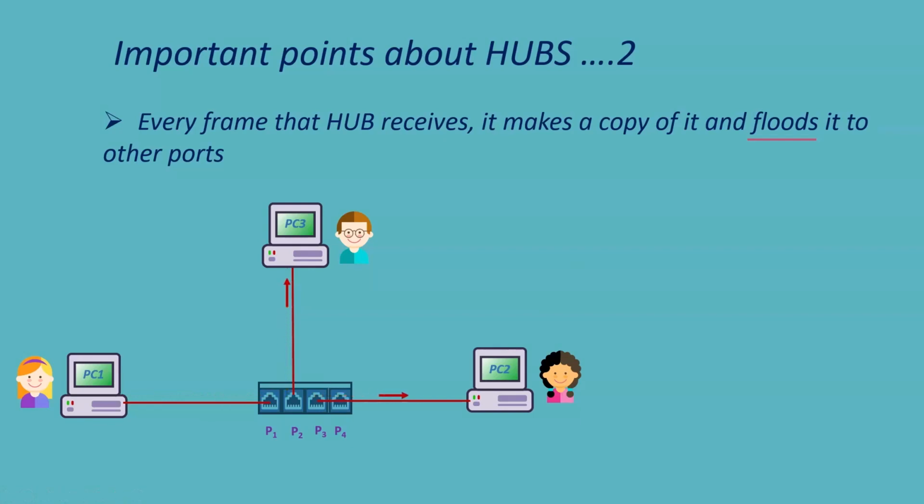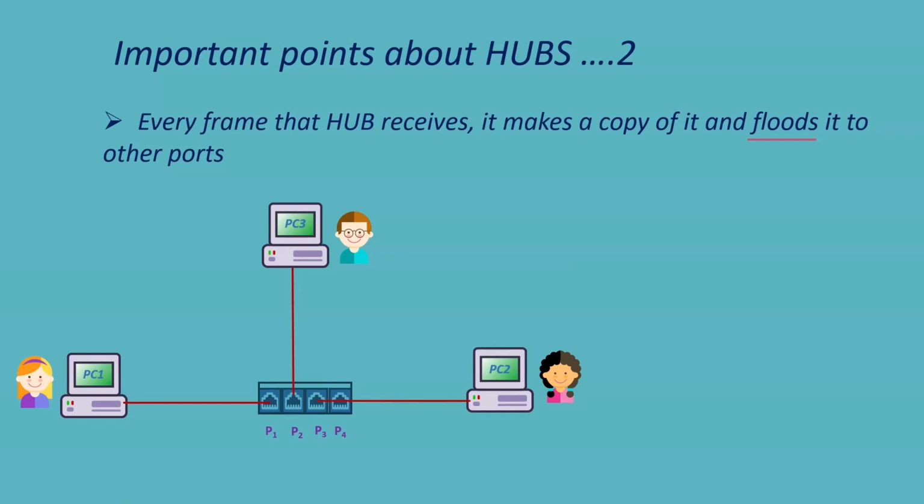A frame comes into port P1 and the hub makes copies of it and sends it on port P2 and P3. Not sending on port P4 because PC2 is connected on P3 and PC3 is connected to P2 port.